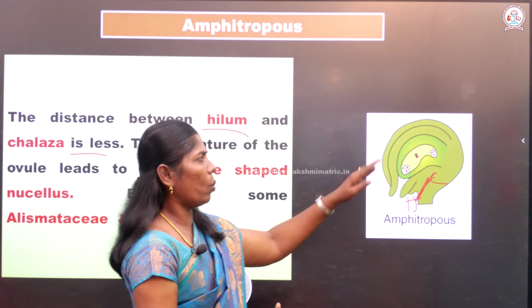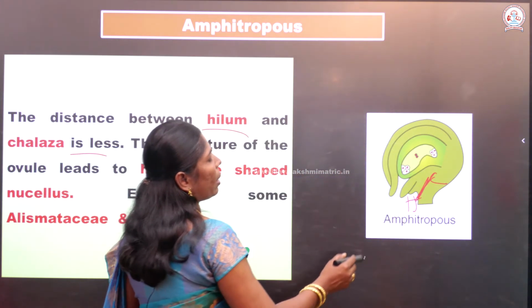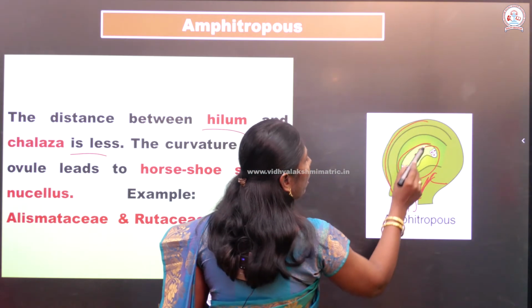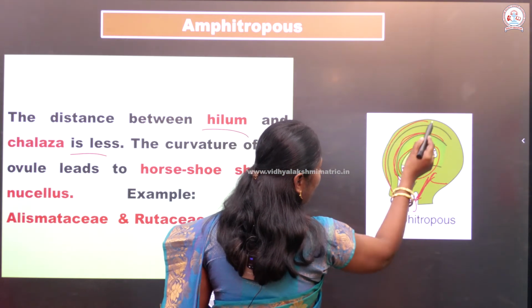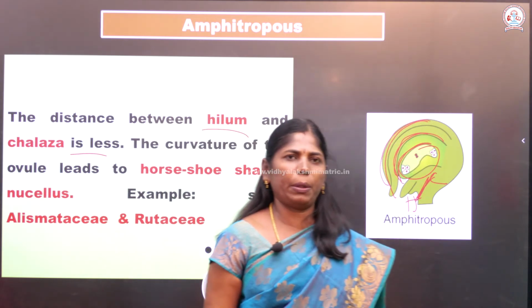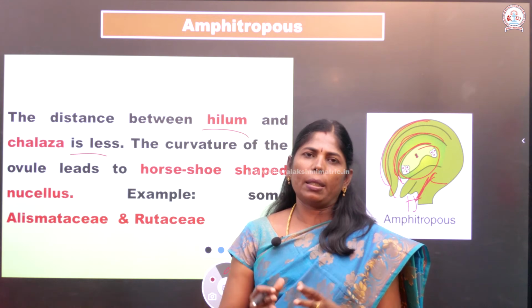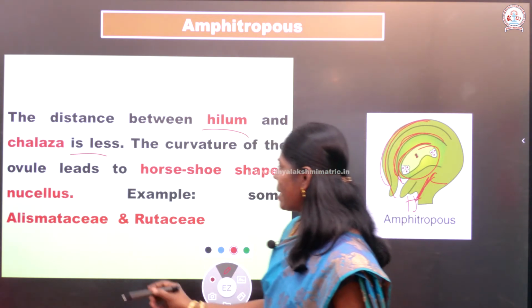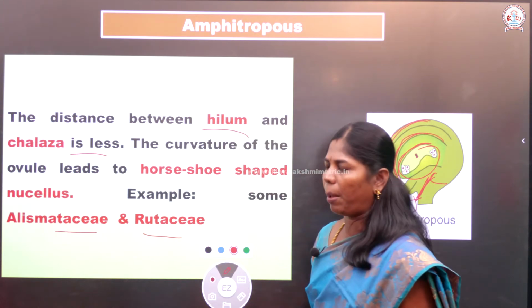Not only the ovule, the embryo sac is also curved, along with the body of the ovule and the nucellus. Everything is like a curve, and the curve looks like a horseshoe shape. This type of ovule we can see in the Alismataceae and Rutaceae families.